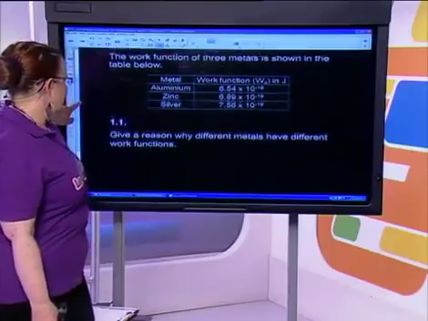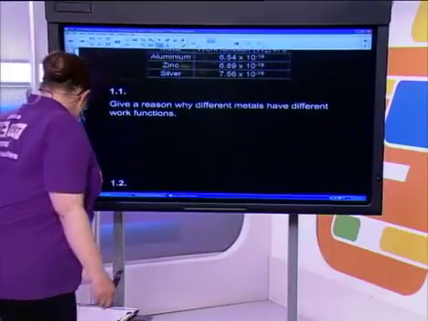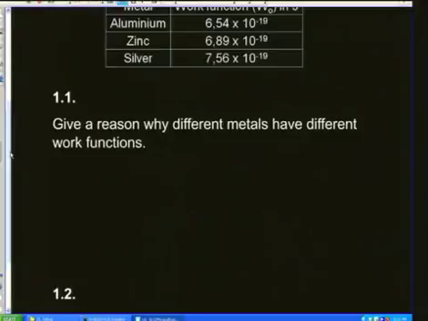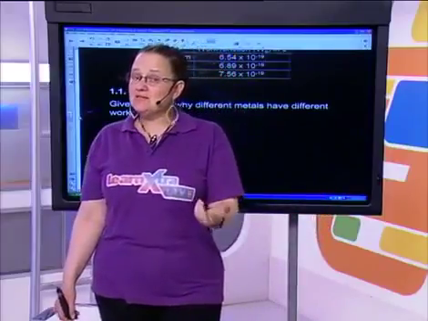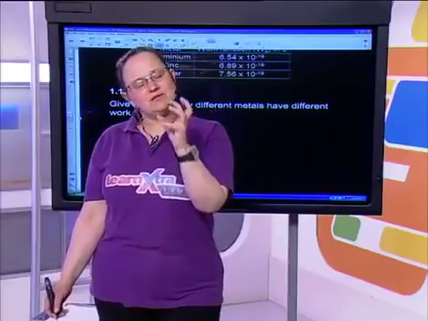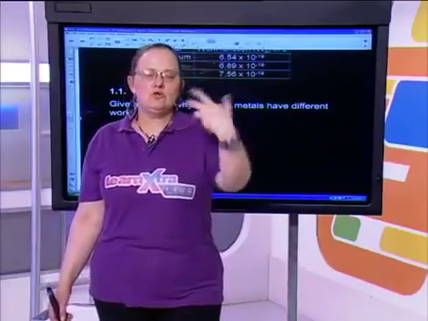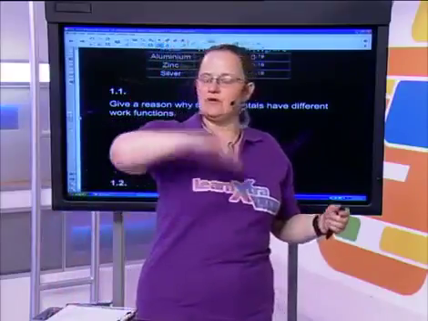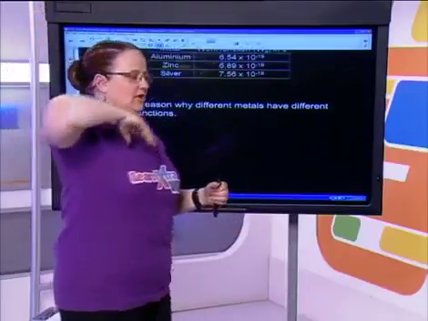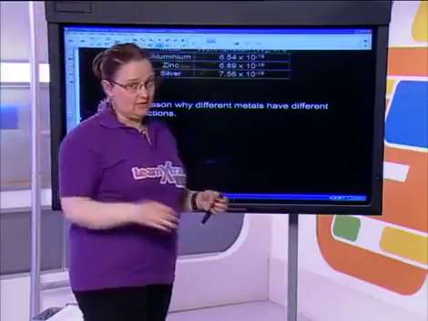Now they ask you, give a reason why different metals have different work functions. Well, different metals have different electronic structures, so they have different ionization energies, which means that a different amount of energy is required to release the electrons. Okay? So because their structures are different, they have a different number of electrons, they have different numbers of orbitals, and that's energy levels, they require different amounts of energy, okay?